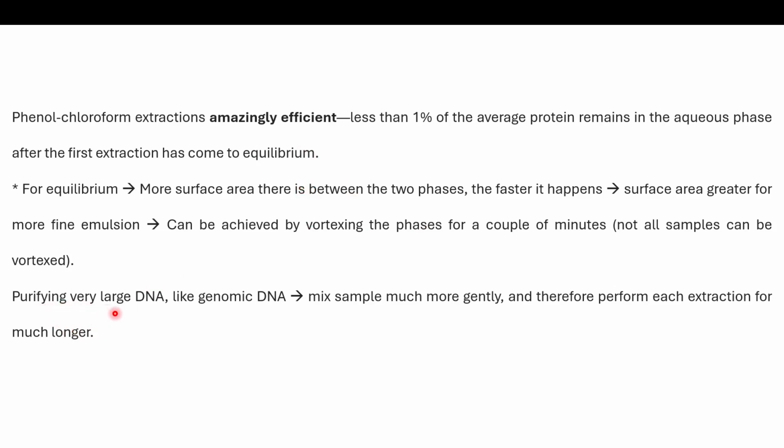Now, we started off with purifying genomic DNA. This is a very large piece of DNA. So when purifying very large DNA like genomic DNA, we have to take care that we mix the sample very gently and perform each extraction for much longer, because if some kind of harshness is there, these genomic DNA, which are long stretches, tend to get sheared or fragmented. We don't really want that. We want our whole intact genomic DNA to be isolated or purified from the cells.